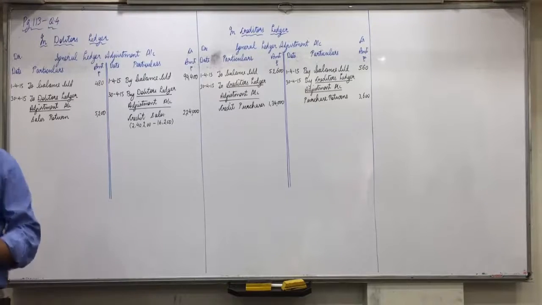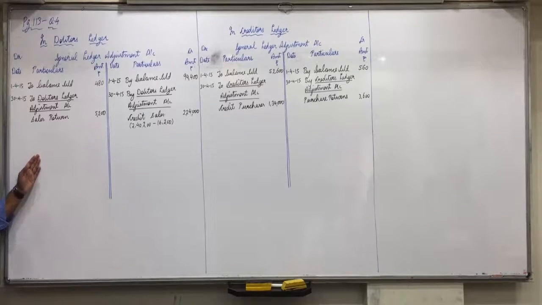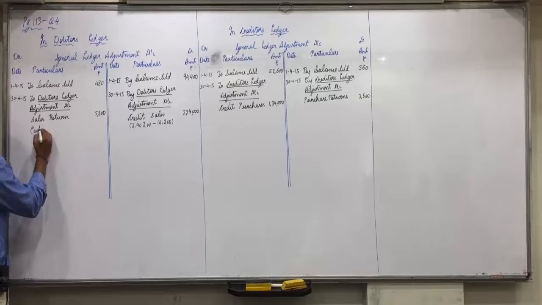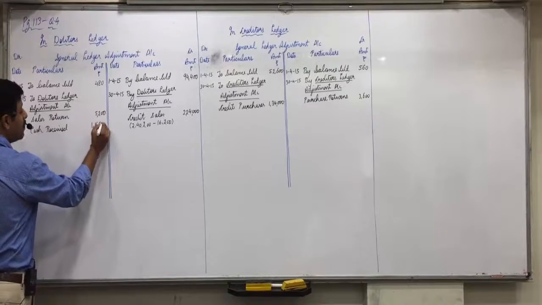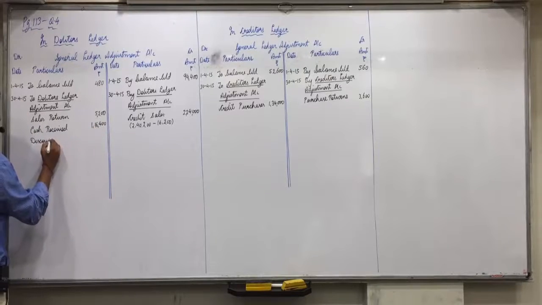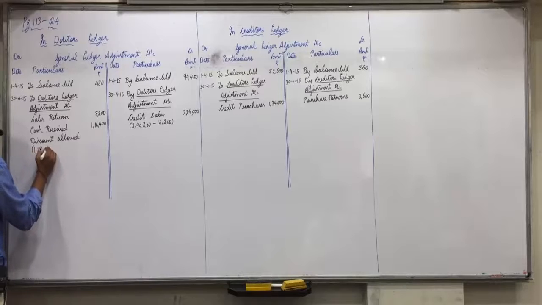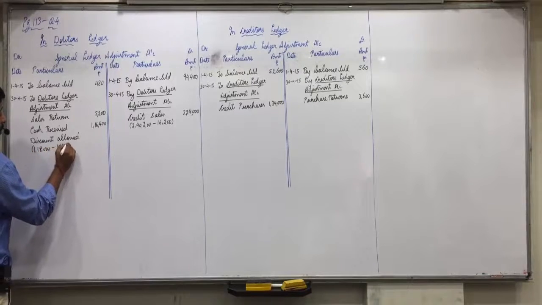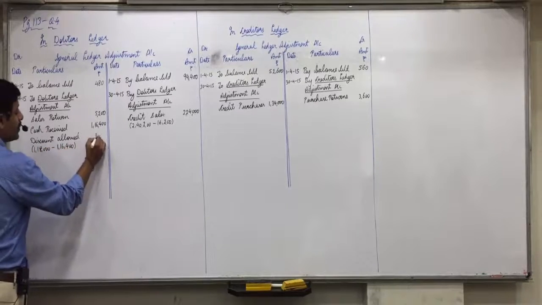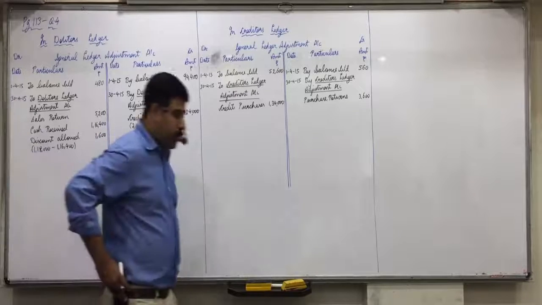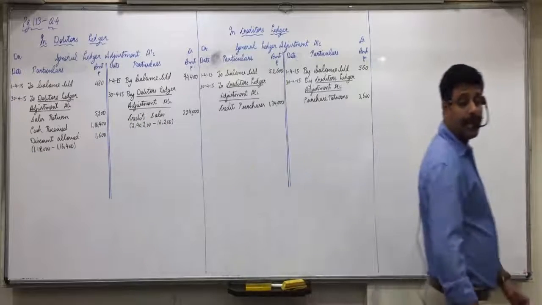Okay, when we write it, cash account debit, discount account debit means you write it on the debit side. Cash received 1,16,400. Discount allowed: 1,18,000 minus 1,16,400, that is 1,600. Any doubts on this?